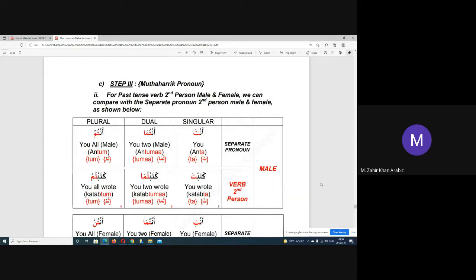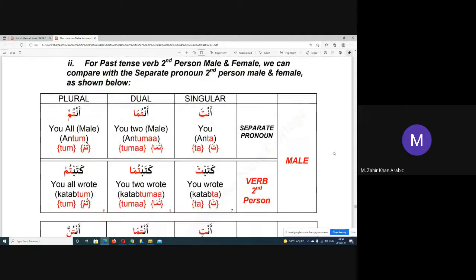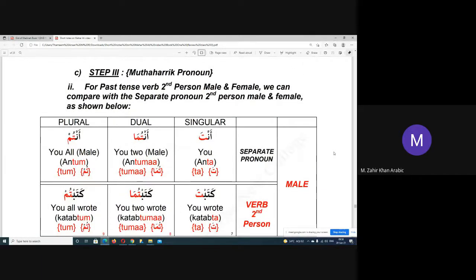Okay. Second person. So till now we have seen the third person, male and female. We have not seen the female plural form of third person. We will see it later on. Now we are moving to the second person. For example, how will you say you wrote or you sat for male and female?